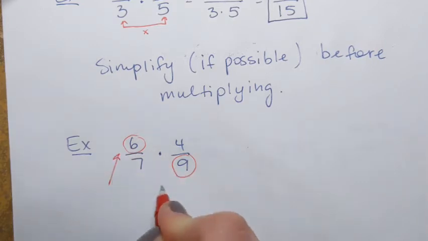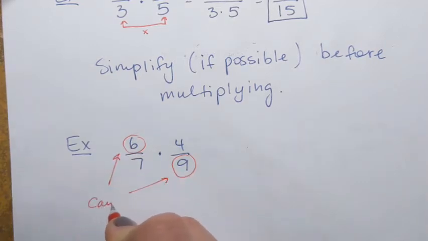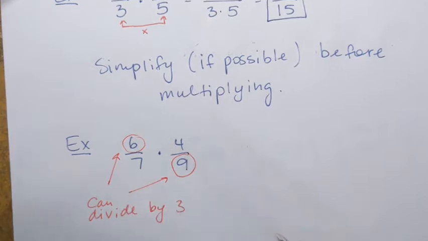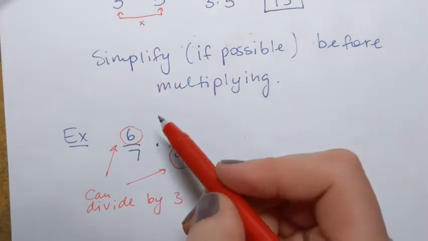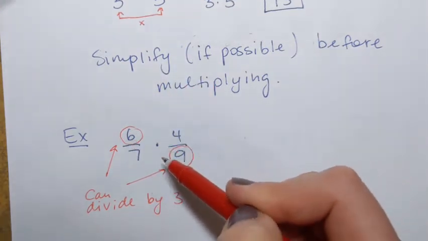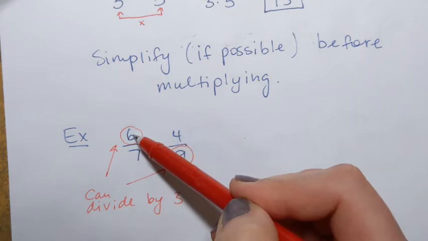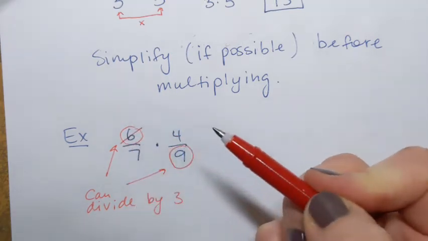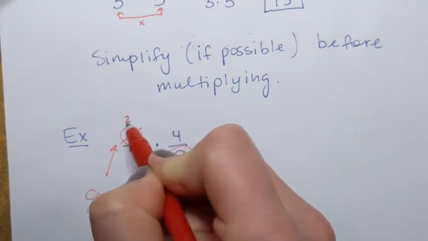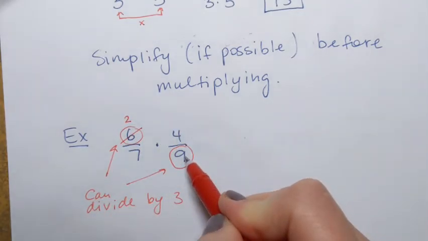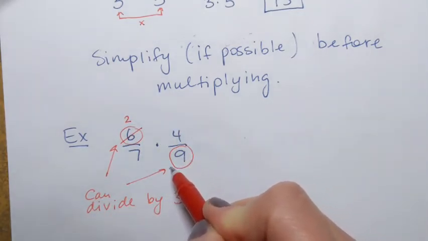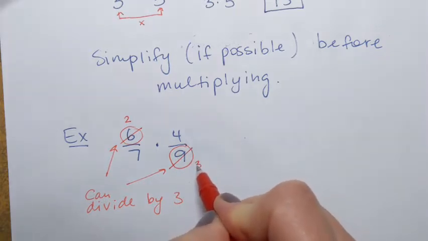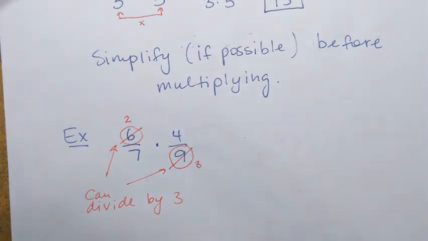So I can divide by 3. And if I found that, then I'm going to go ahead and divide, and that's how I will write down the result. So 6 divided by 3 gives me 2, and what I'll do, I will cross out the original number and write down the result. 9 divided by 3 is 3. I cross out the original number and I write down the answer for the division.